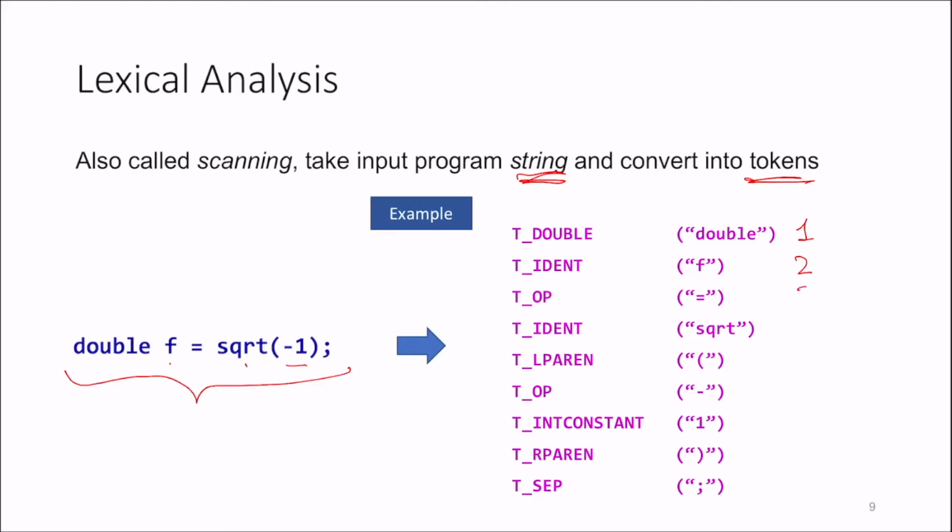Then there's an operator, which is the third token. The square root function is another identifier, because you can call a function anything. And then there are tokens for the structure. So the fifth token is a left parenthesis. Then there's an operator, which is the sixth token, the minus sign.